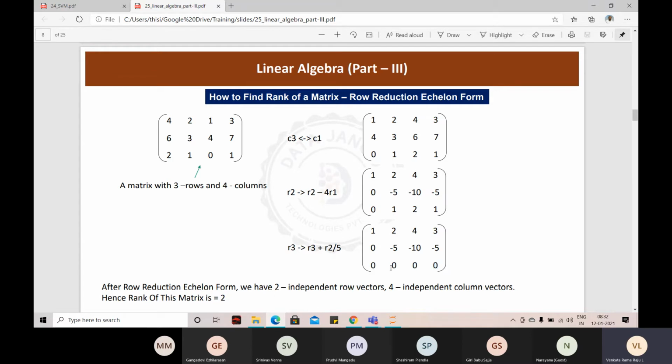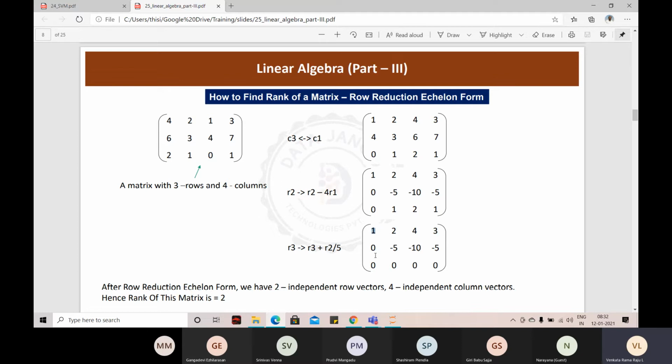So somehow I was able to eliminate one row. That means this row has some dependency on the other rows. I tried to do the same thing with columns also. I was able to eliminate one number only, but unable to eliminate this number.